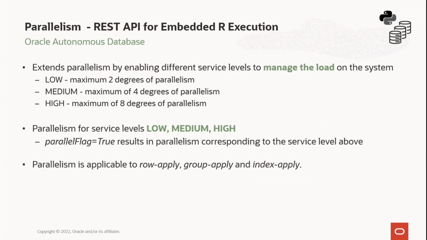So about that medium service level, Autonomous Database offers parallelism through these different service levels, and the service levels are low, medium, and high, and they control the degree of parallelism for the jobs. Low has a maximum of 2 degrees of parallelism, medium has a maximum of 4, and high has a maximum of 8 degrees of parallelism. So specifying parallel flag equals true and the service level enables parallelism for your REST jobs as well.